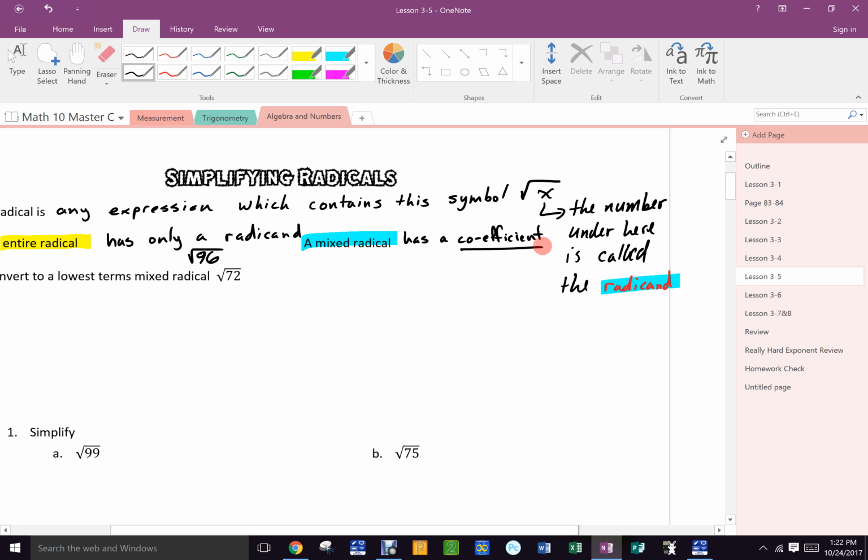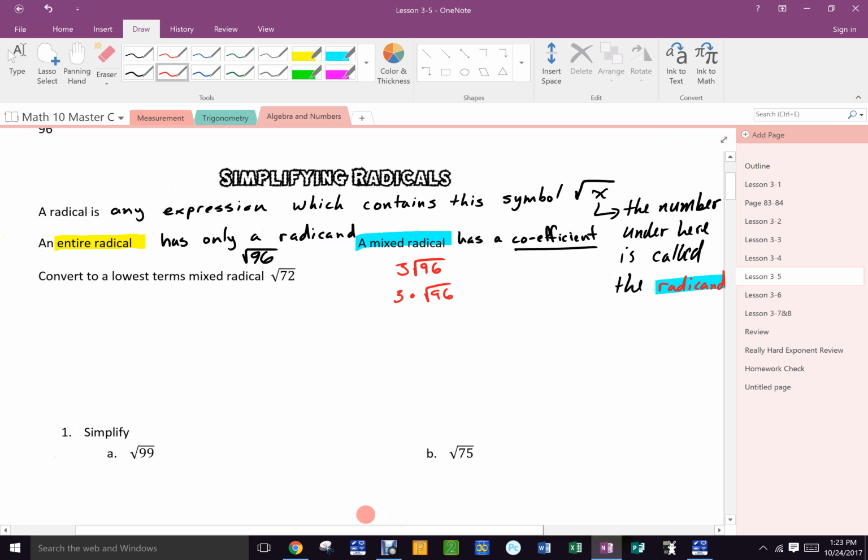Coefficient means what? A number. It is a number that does what? It's beside a variable. And what does it do to the variable? Multiplies it. So, if it's a mixed radical, there must be a coefficient with the radical. That's an entire radical, no coefficient. That's a mixed radical, coefficient. What does this mean? 3 times the square root of 96. Everybody cool to there? All right.